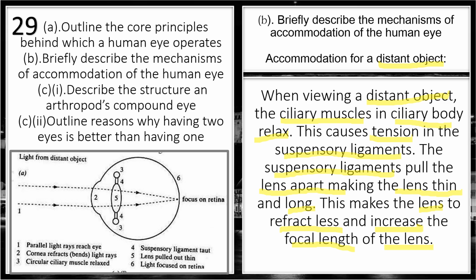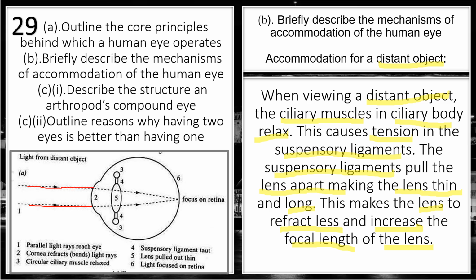So when the light rays are coming from a very far or distant object, they reach the eye in parallel. So the parallel light rays reach the eye. These light rays which we have, they will reach the eye parallel.